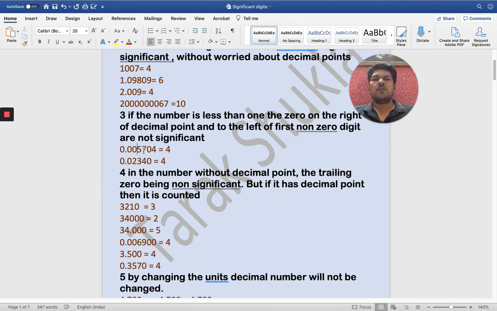It is preserved between two non-zero digits. That is why we can just say that it has significance. That is why our significant digit count is 4.